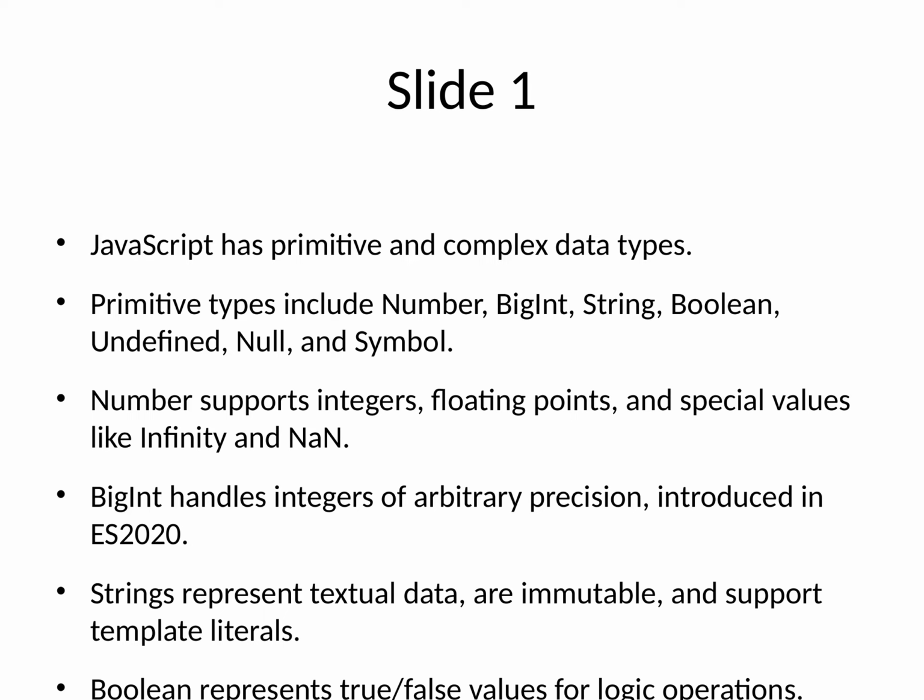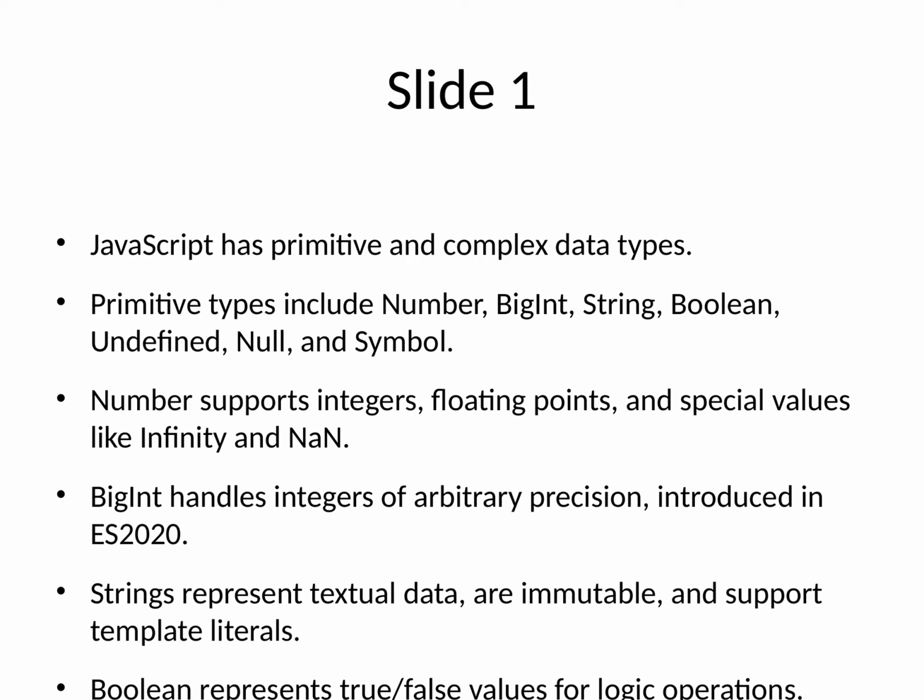Symbol, introduced in ES2015 or ES6, creates unique and immutable identifiers. These are often used as property keys to avoid name collisions. For instance, const uniqueKey = Symbol('description'). Moving on to complex or reference data types.